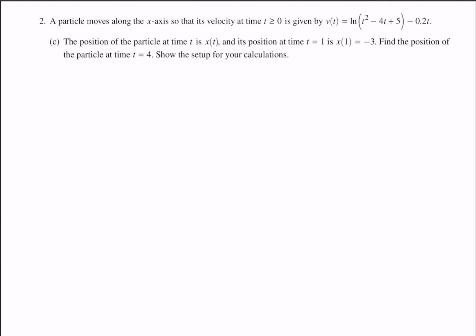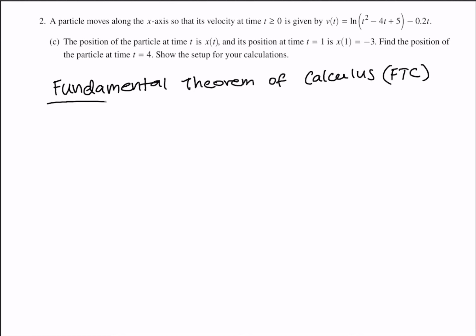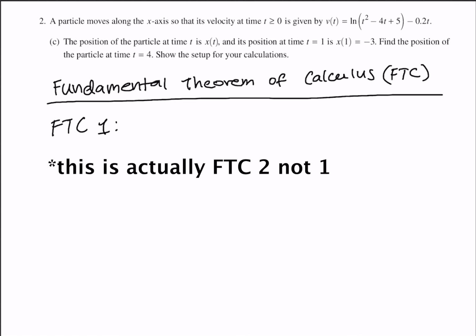Part C. The position of the particle at time t is x of t, and its position at time t equals 1 is x of 1 equals negative 3. Find the position of the particle at time t equals 4. Show the setup for your calculations. So for this question, we're going to use something called the Fundamental Theorem of Calculus, or FTC for short. And in this question, we're going to use FTC Part 1.